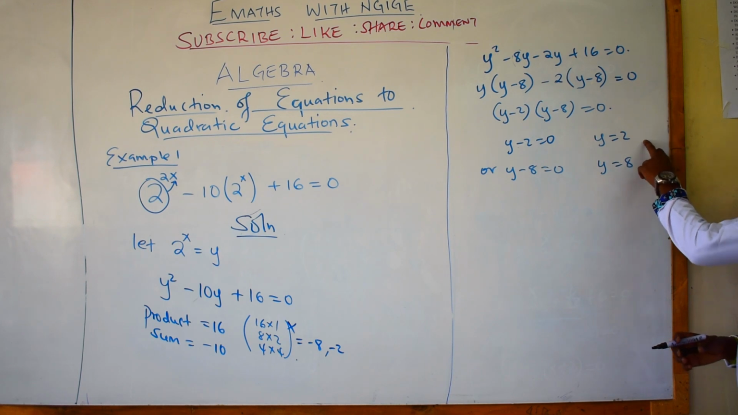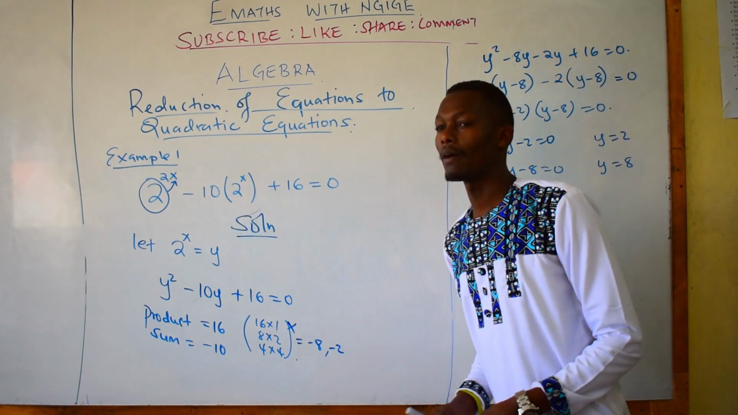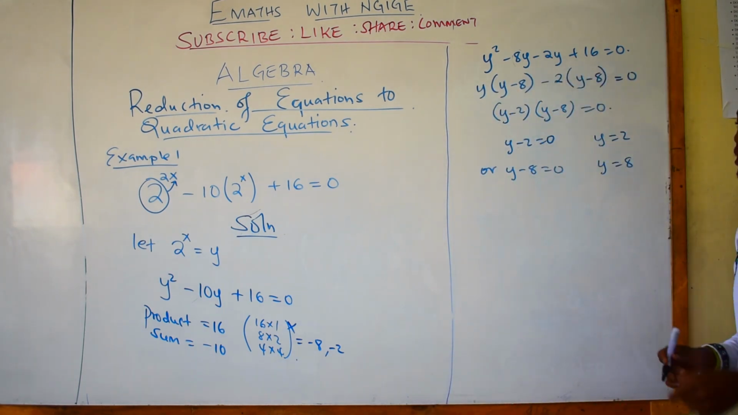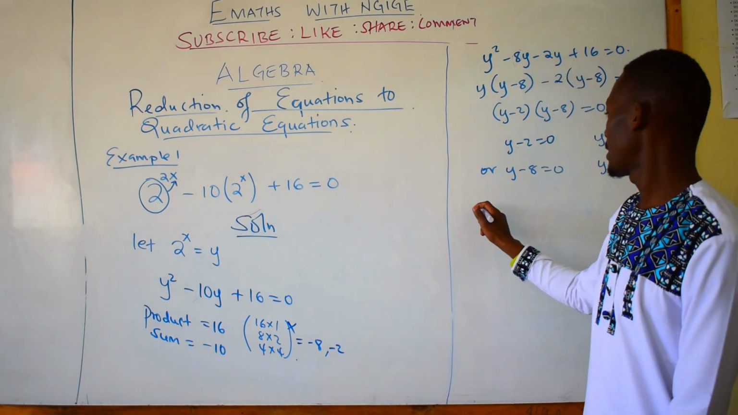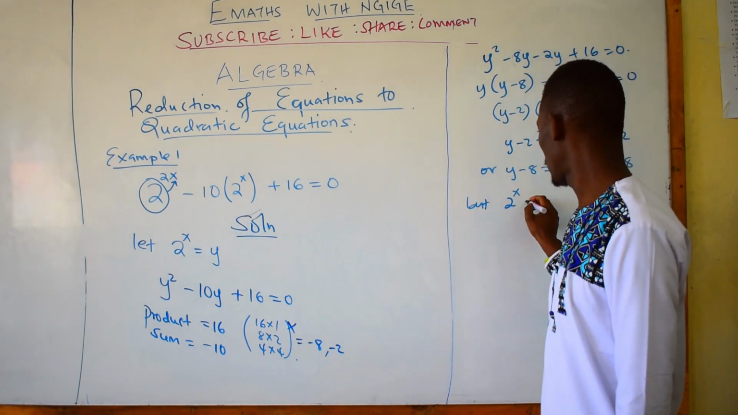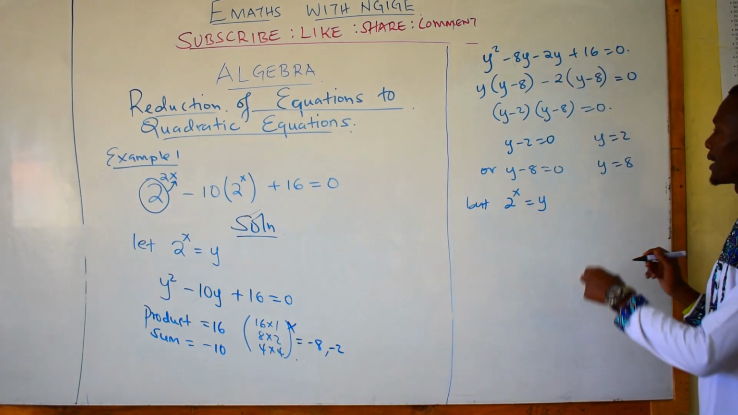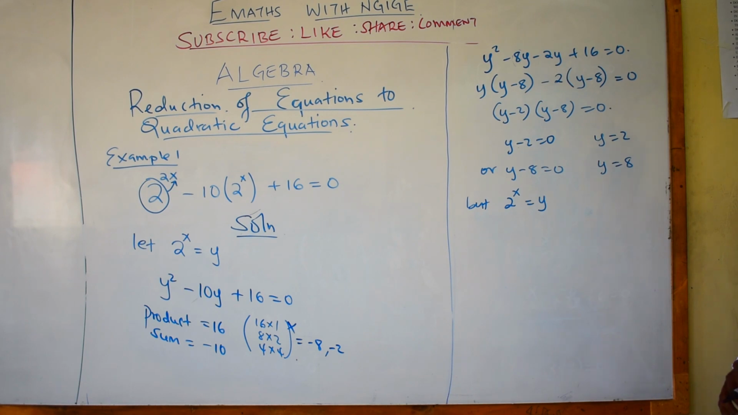Because these are the values of y. But our equation was given with respect to x. So our unknown is x. Now remember, we had let this be equal to y. But 2^x was giving us y. Now replacing the two values of y in this equation here, we solve for the value of x.